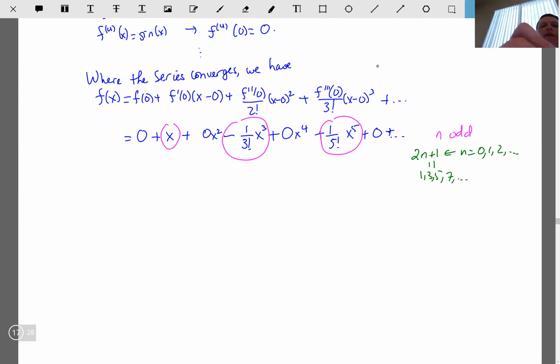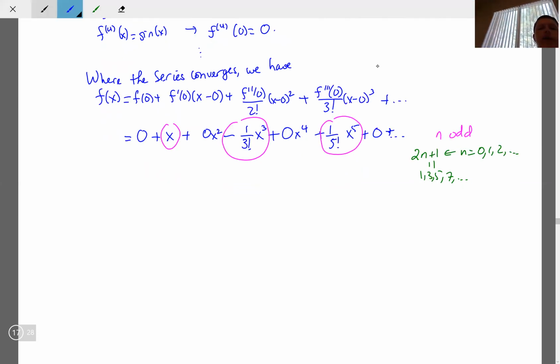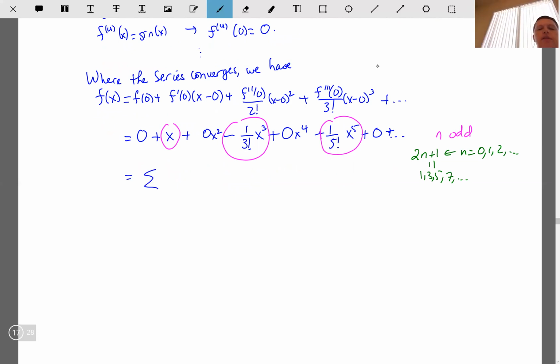And so we use that, and we get that our series is going to be the summation n going from 0 to infinity. The first term is positive, so we're going to have a negative 1 to the n. We only have odd things, and they're all factorials. So we have 2n plus 1 factorial, x to the 2n plus 1. And so that is what the Taylor series for sine of x is.